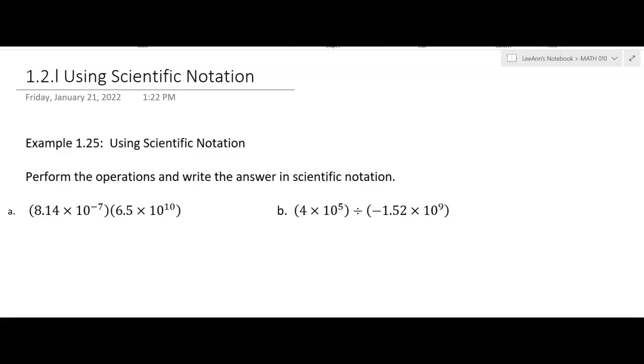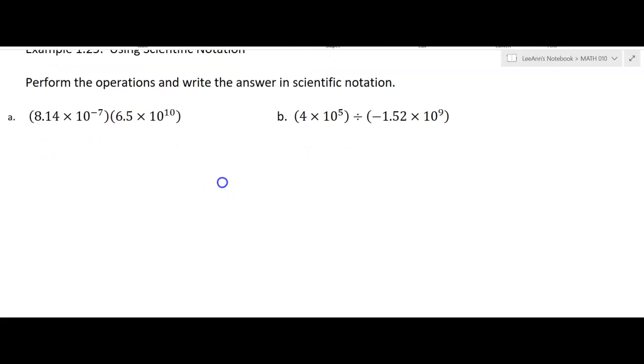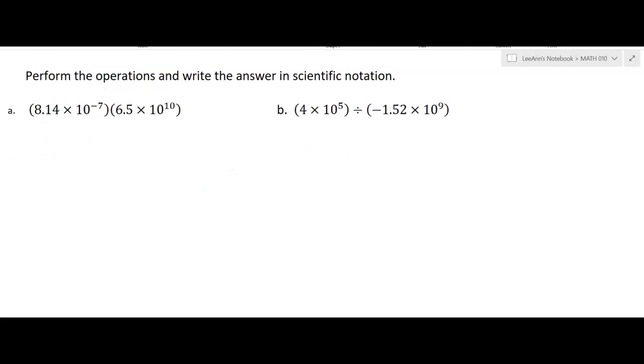Okay, so now I'm going to show you how to use scientific notation with some calculations. Perform the operations, write the answer in scientific notation. So on A here, you have this number, it's a small number, right? Times another large number. Okay, but it's all multiplication. So what I'm going to do is I'm going to take the 8.14 and I'm going to multiply that times 6.5. And then I'm going to think about 10 to the negative 7 times 10 to the 10th.